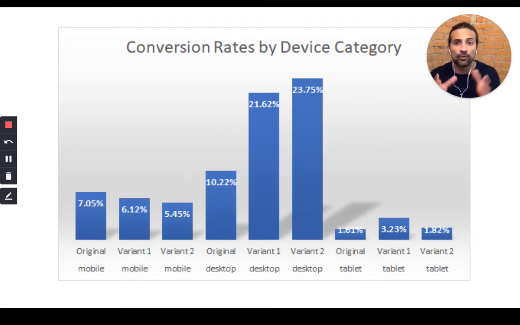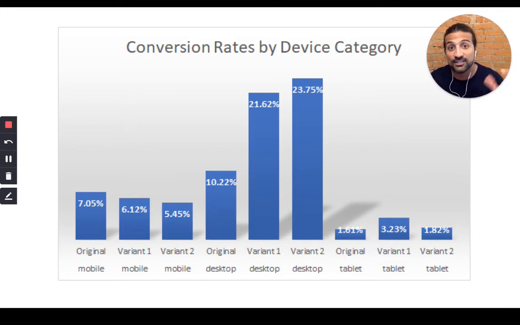And when you're only looking at the aggregate, mobile might have had the highest number of visitors and it might have dragged that conversion average down. So again, it's not the full picture. In this case, we would keep variant 2 with desktop, we would keep variant 1 with tablet, and we would apply different variations to different device types.